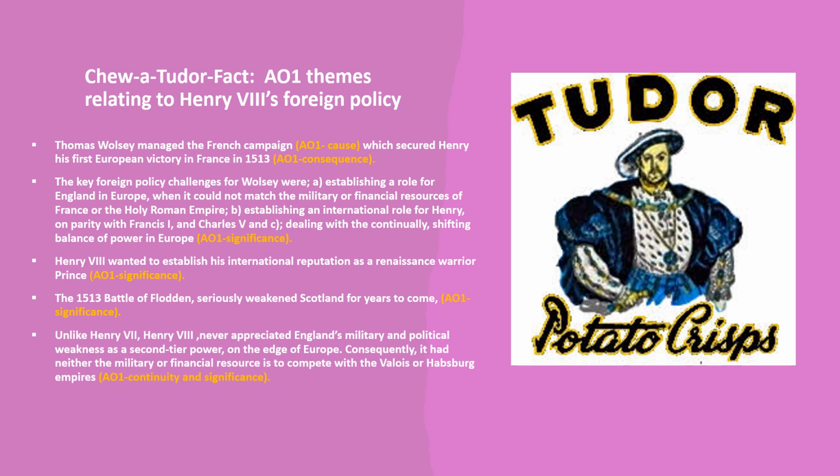Unlike Henry VII, Henry VIII never appreciated England's military and political weaknesses as a second-tier power on the edge of Europe. Consequently, it had neither the military or financial resources to compete with the Valois or Habsburg Empire, and this is a continuing theme throughout the Tudor period and is also historically significant because England always has to think about the potential of invasion from either France or Spain and the Holy Roman Empire.